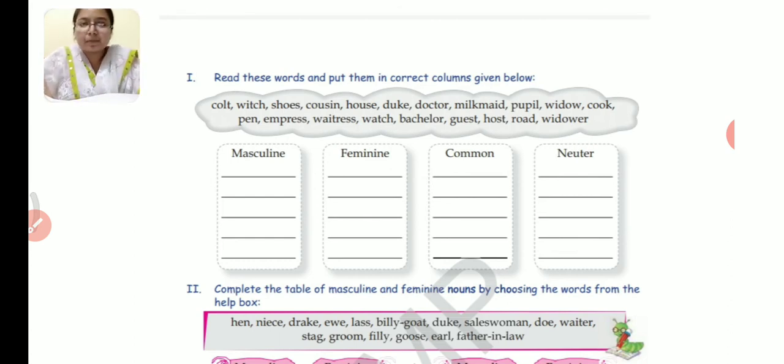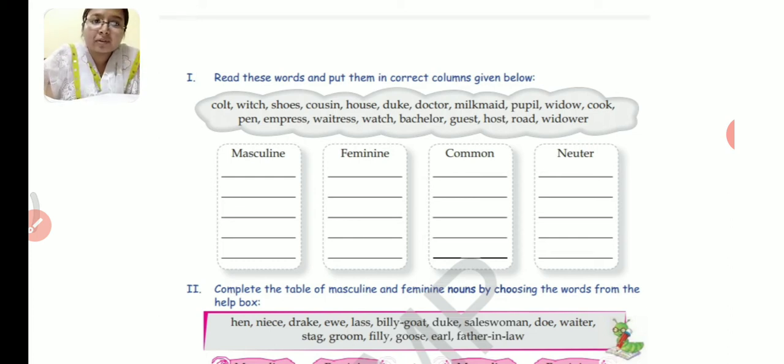For example, if we talk about cold, what is cold? Is it masculine, feminine, common or neuter? Definitely it is a masculine gender, so it will be under the masculine column. Witch. We all know what a witch is. A witch is a female having supernatural powers, who usually performs black magic. So witch will come under the feminine column.